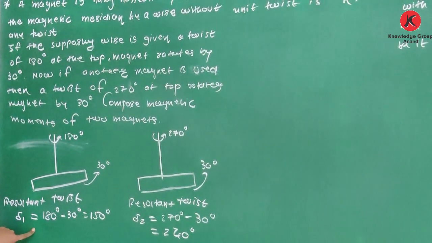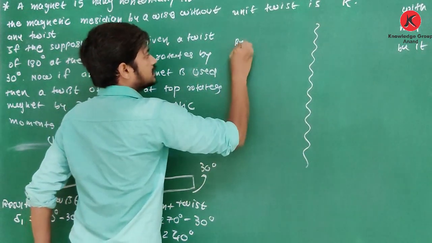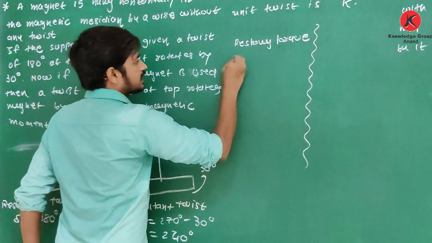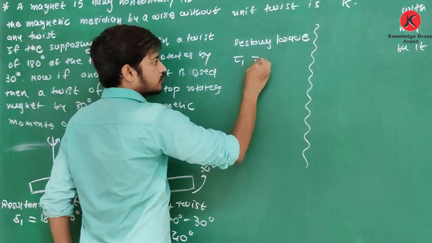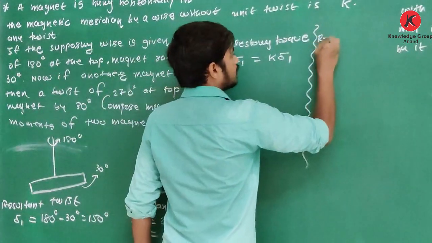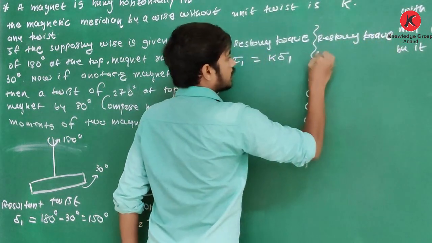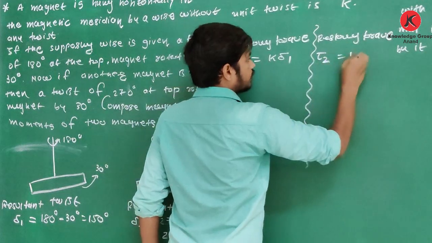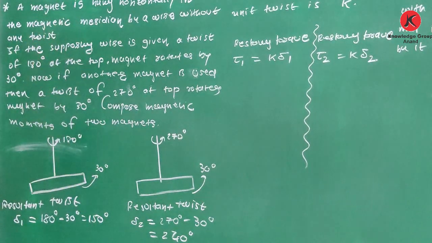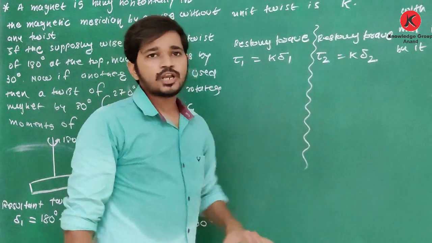So in this case, what is the restoring torque? In the first case, for the first magnet, the restoring torque tau 1 is equal to K del 1. Clear about this? For the second magnet, restoring torque tau 2 is K del 2. Clear about this? So that is the resultant twist and restoring torque.